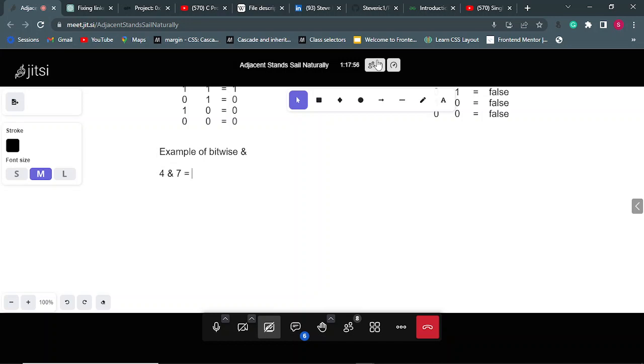To a layman, 4 and 7 might look like 47, because 4 and 7 means 4 joined with 7. But to you that understand how bitwise and works, the first thing you do is convert 4 and 7 to their binaries. You convert 4 to its binary, 7 to its binary, then you perform the bitwise AND on it.